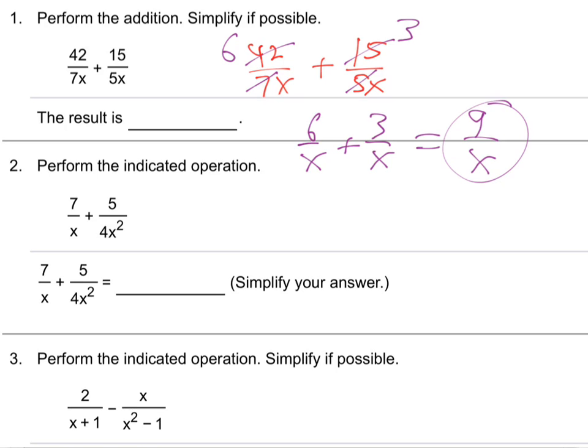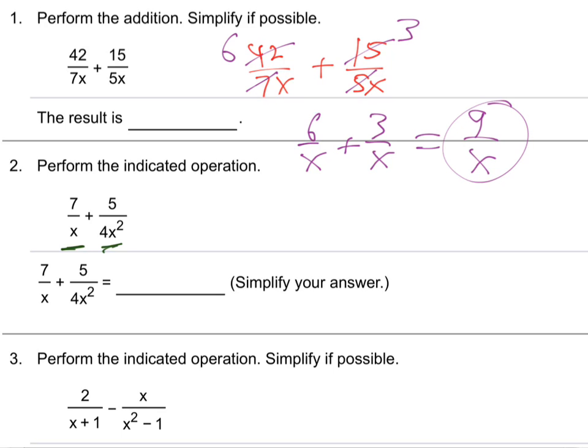Okay, let's try number 2. That trick won't usually work. So number 2 now. One of them has a plain x, and the other one has a 4x squared. So what do we do to the top and bottom to get those to be the same? Do you just times 4x?